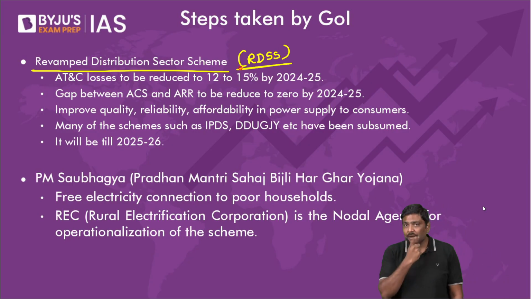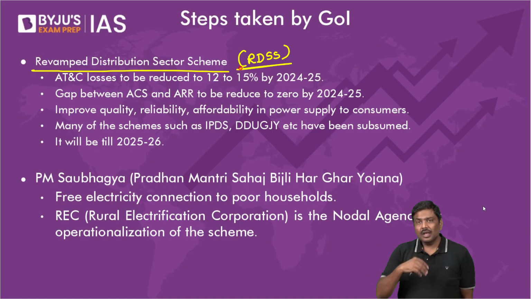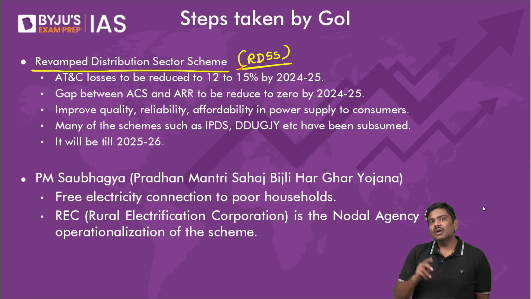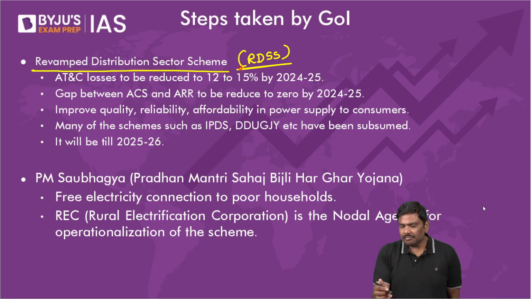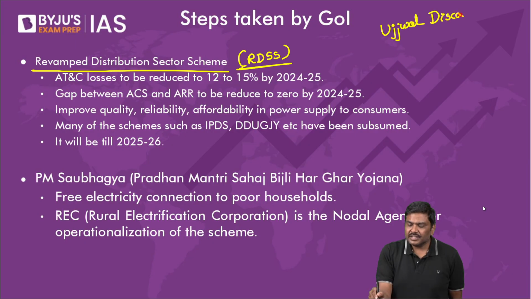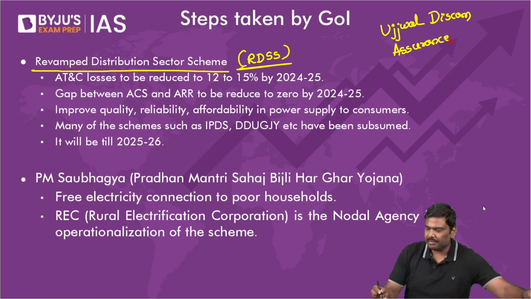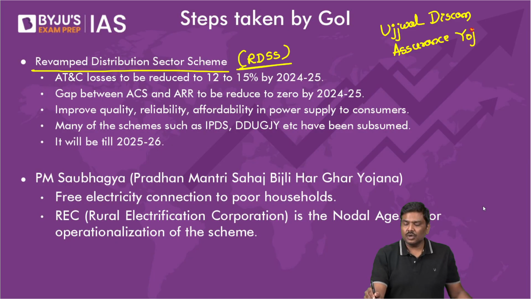RDSS, Revamped Distribution Sector Scheme. Now, what is this Revamped Distribution Sector Scheme? Please understand. Earlier, the Government of India had launched a scheme by the name of Ujjwal Discom Assurance Yojana. That is basically the Uday scheme. Ujjwal Discom Assurance Yojana. In short, Uday scheme.